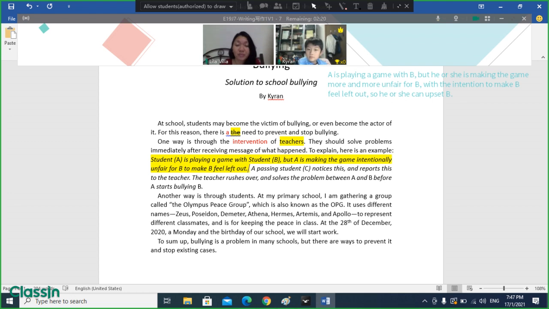That is so much better. Now you can imagine what the unfairness looks like, right? Because there's an actual scenario here. Student A is making a game with student B, but A is making the game intentionally unfair for B to make B feel left out. If I were to make this even more specific, I would identify what kind of game would be open to manipulation. Can you think of one? Hide and seek. Hide and seek? You can manipulate hide and seek?